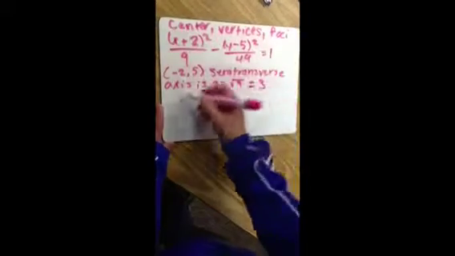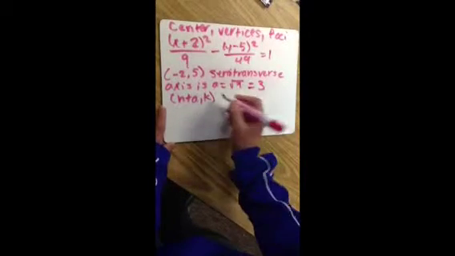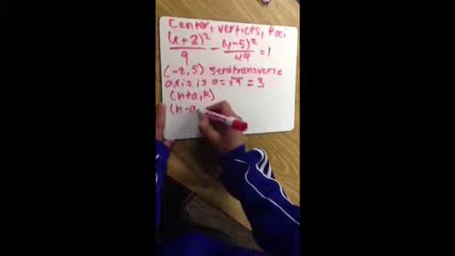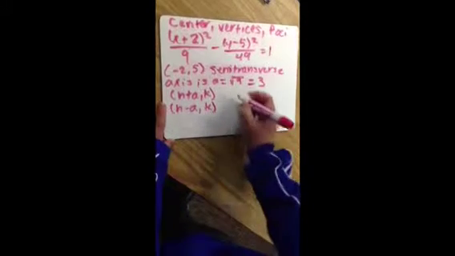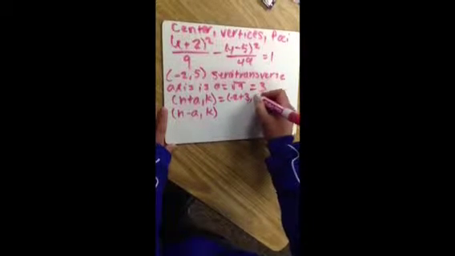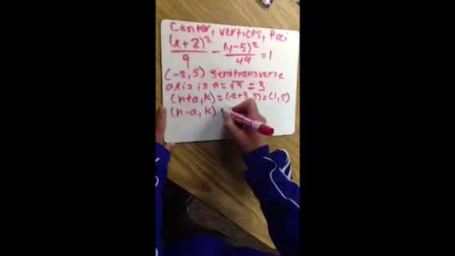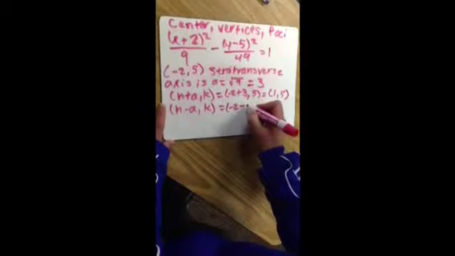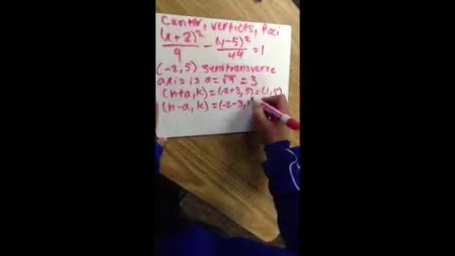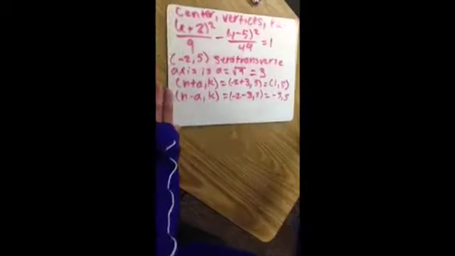And then the vertices are h plus a, k, and h minus a, comma k. So this one is -2 plus 3, comma 5, which equals 1, 5. And the other one is -2 minus 3, comma 5, so -5, 5. Those are the vertices.